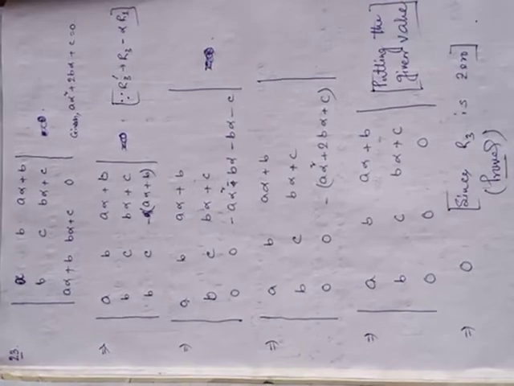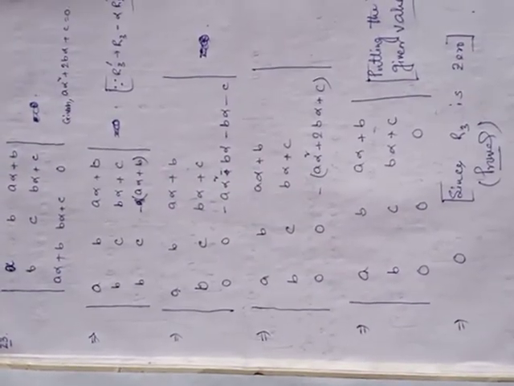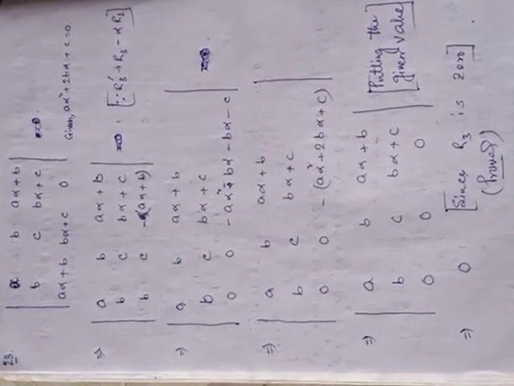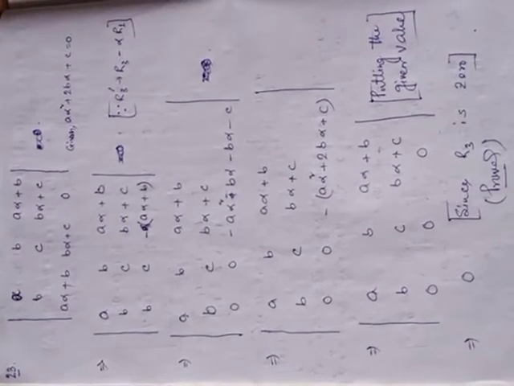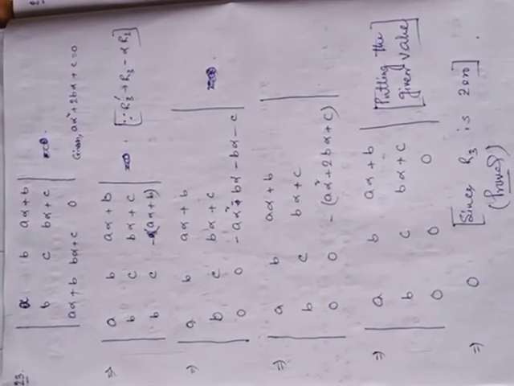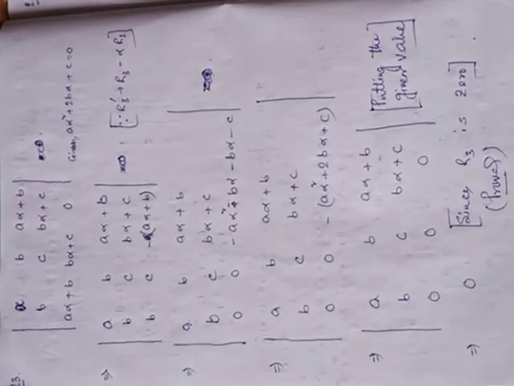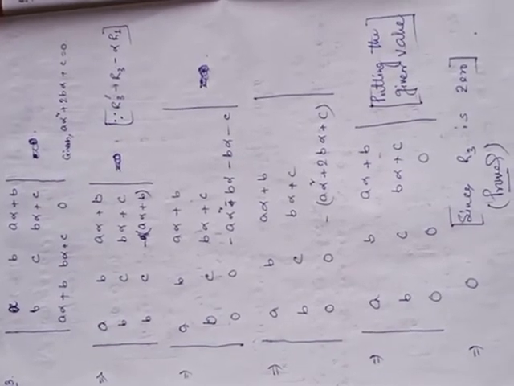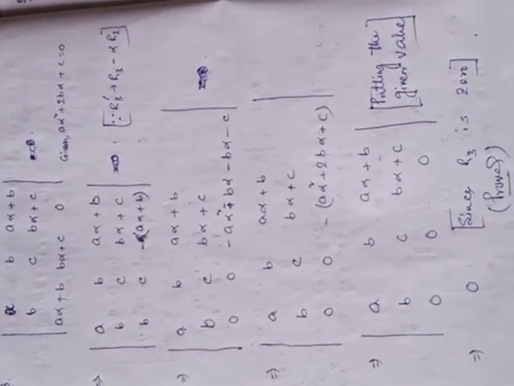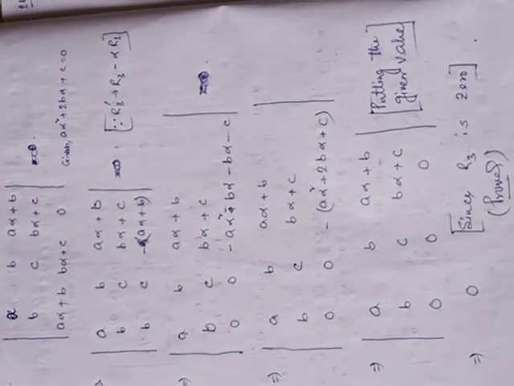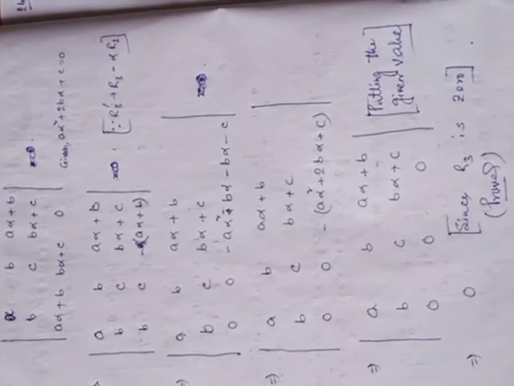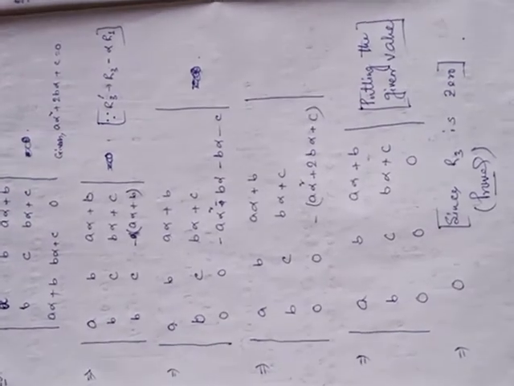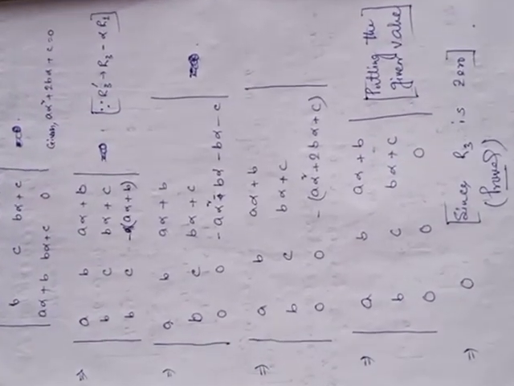In 23, see that delta equals the determinant with rows (a, b, a alpha plus b), (b, c, b alpha plus c), (a alpha plus b, b alpha plus c, 0), and also given a alpha square plus 2b alpha plus c equals 0. Now applying R3 dash equals R3 minus alpha R1, that means a, b, a alpha plus b, b, c, b alpha plus c, minus of alpha times (a, b, a alpha plus b).